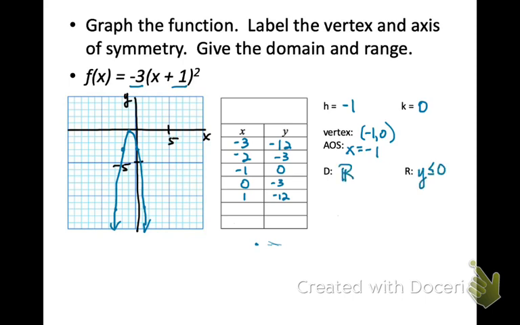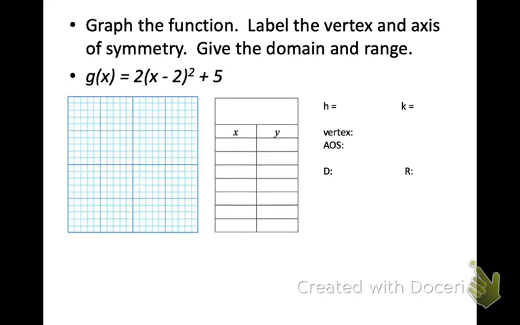Domain will be all real numbers, and the range, so you look at the y value of the vertex, which is 0. It opens down, so it's all the y values that are less than or equal to 0. And then let's show that axis of symmetry, and then I just indicated an arrow at our maximum there, where y equals 0.